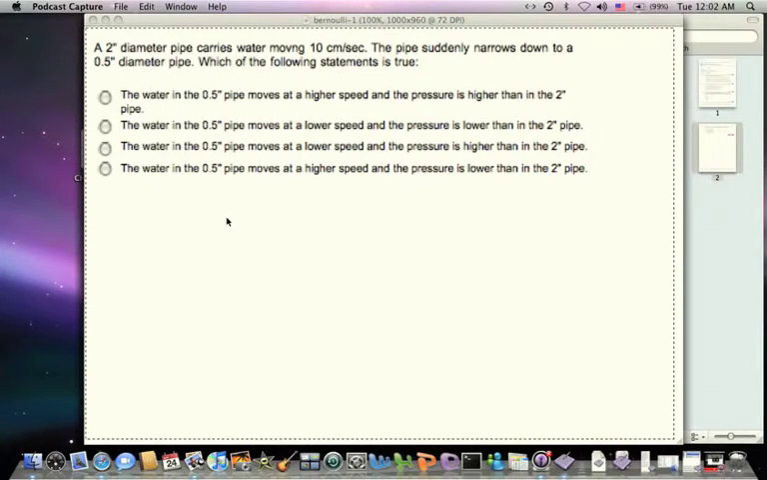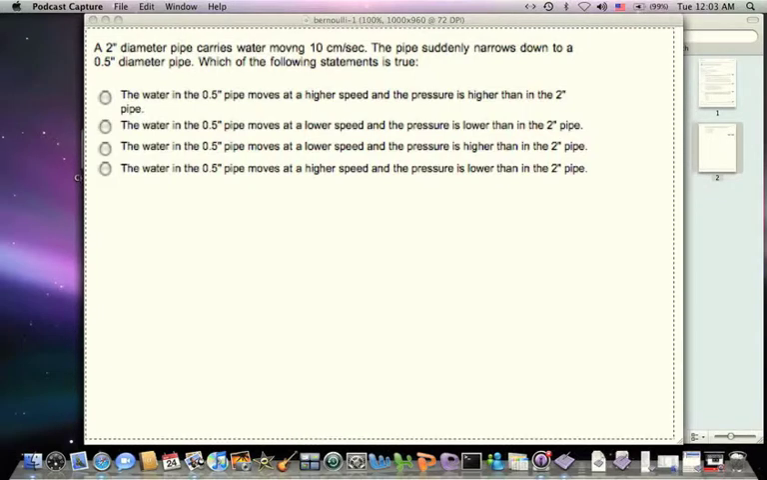So now we reviewed the questions about Bernoulli's equation, which is used in terms of garden watering in the book. The first question says a 2-inch diameter pipe carries water moving 10 centimeters a second. The pipe suddenly narrows down to a 1/2-inch diameter pipe. Which of the following statements is true?